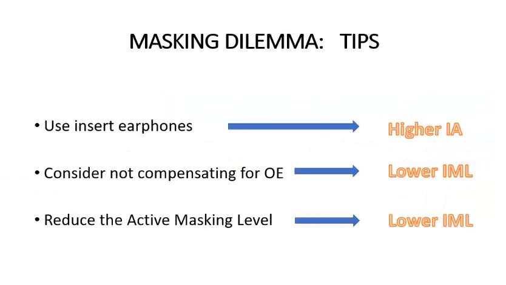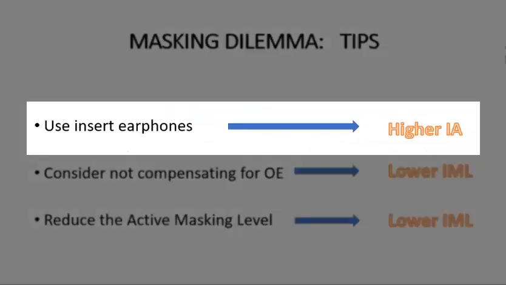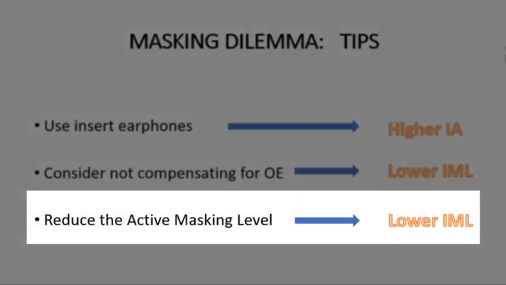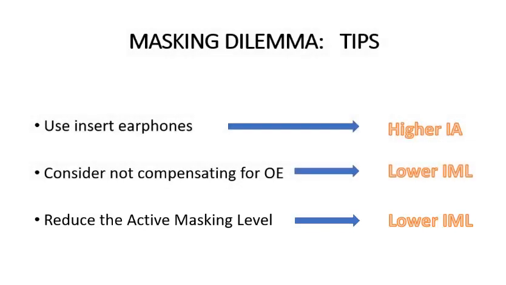Here are a couple of tips. Use insert earphones for higher attenuation. Consider not compensating for the occlusion effect, and we may reduce the active masking level. So when you're building up your masking, if your protocol is to use 10 dB of active masking to create the initial level, you could consider reducing it to 5 dB. Anything we can do to increase attenuation and reduce the initial masking level while still having a theoretical basis that we are masking could be helpful.